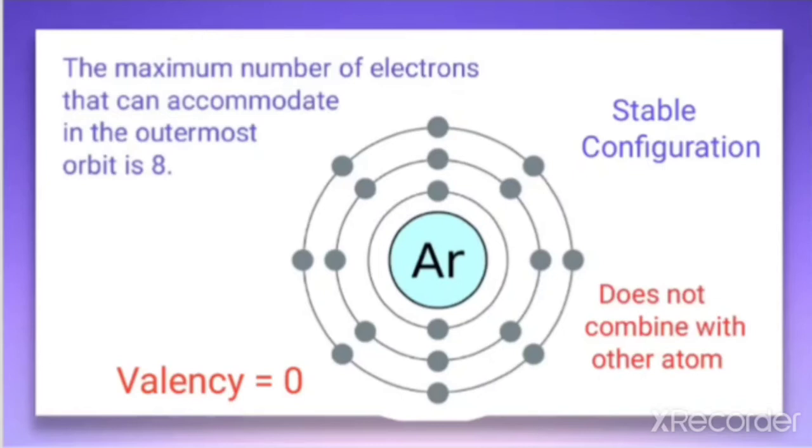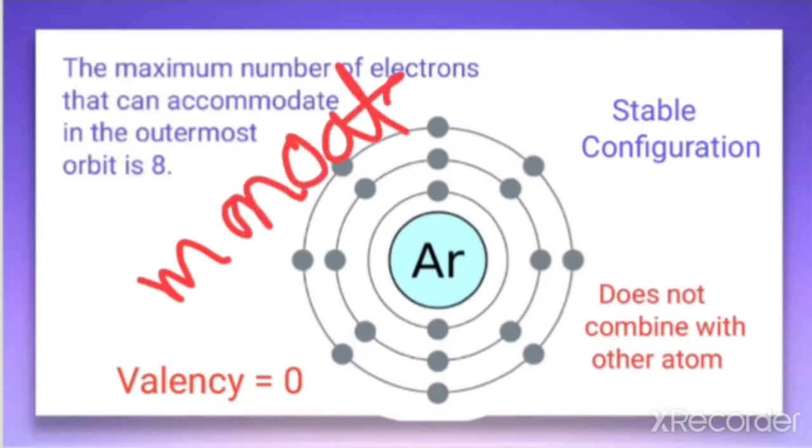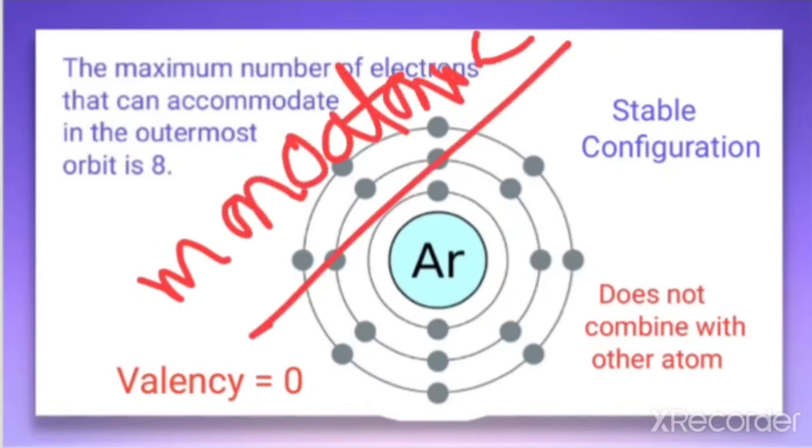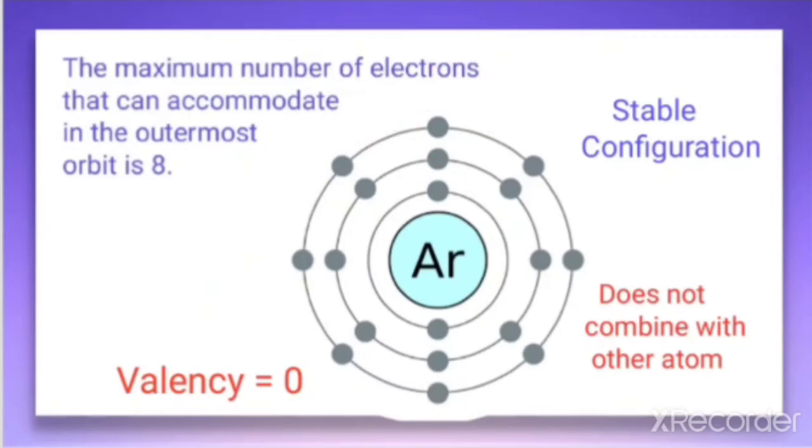That's why argon in nature is formed in the monoatomic form. As we have discussed in the chapter Atoms and Molecules, helium and argon are elements which exist in nature in the monoatomic form. Monoatomic form means they exist in nature as single atoms. That means they are not combining with other elements, so their combining capacity, that is valency, is equal to 0.